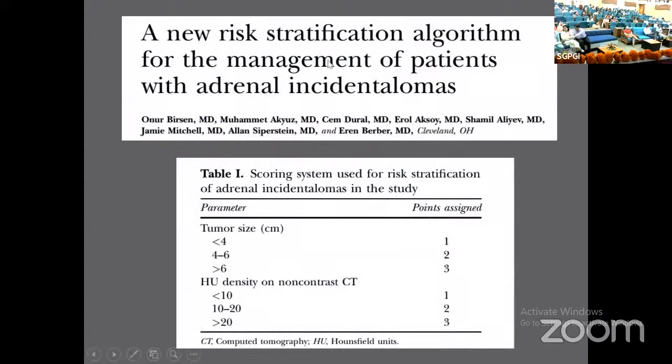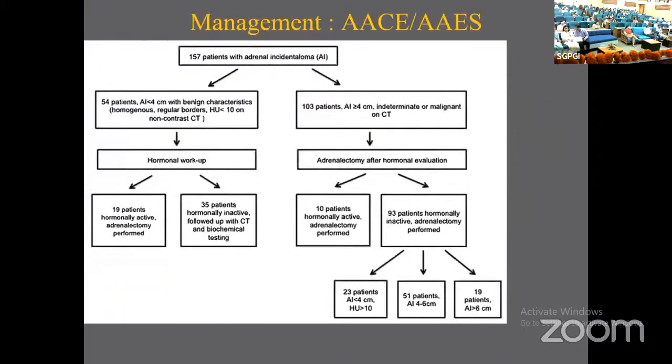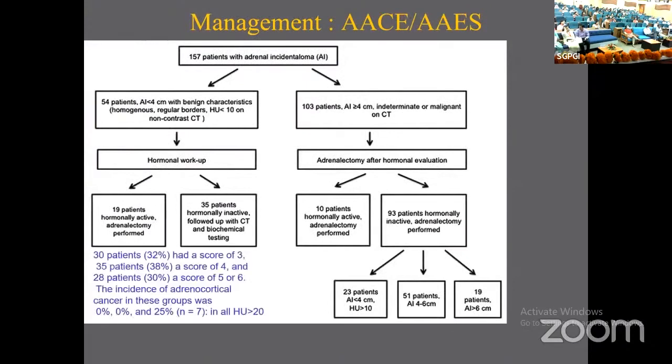So the authors from Cleveland Clinic decided to have a combination of the two, where they combined the size with the Hounsfield unit, and they came up with a new stratification algorithm. They said that if the tumor size is less than 4 centimeters, you give a score of 1, and if more than 6, you give a score of 3. Similar scores are awarded to density less than 10, 10 to 20, and more than 20. They found that one third of patients had a score of 3, another third had a score of 4, and another third had a score of 5 or 6.